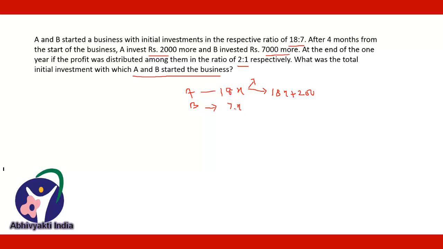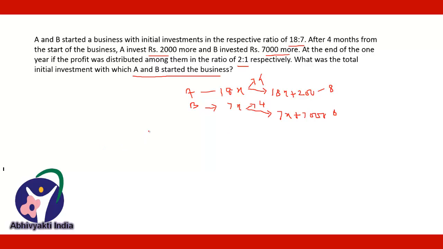Similarly, B invests 7x for 4 months and after 4 months he invests rupees 7000 more, that is 7x plus 7000. He invests this additional amount for the remaining 8 months.